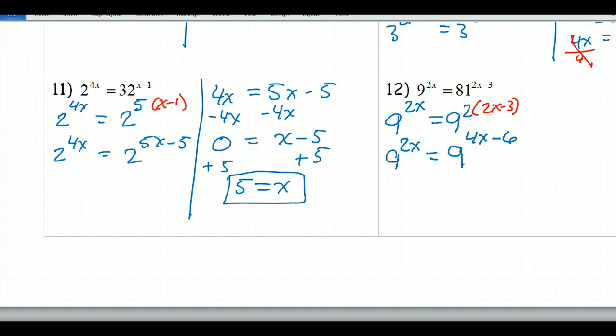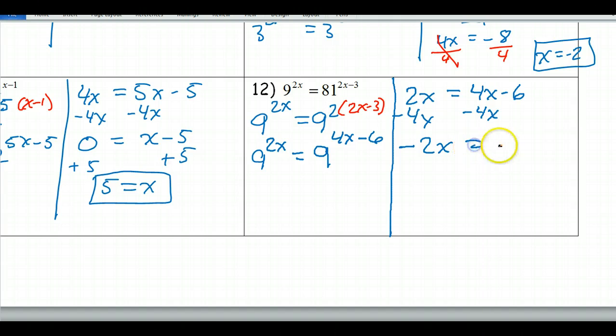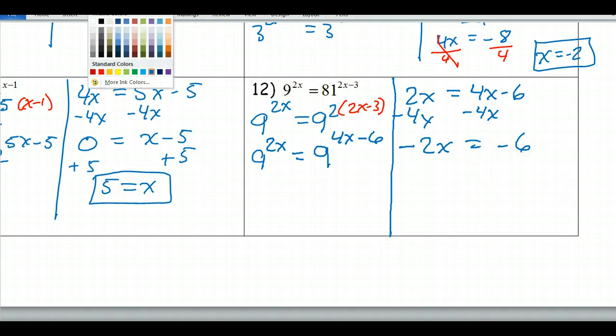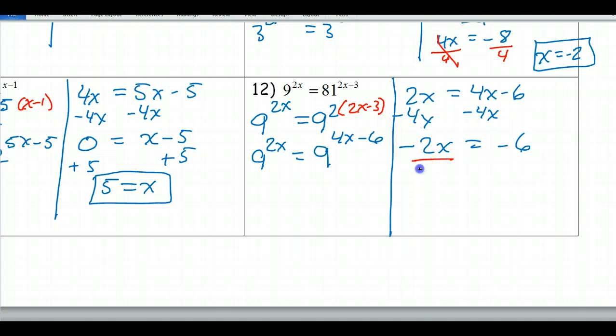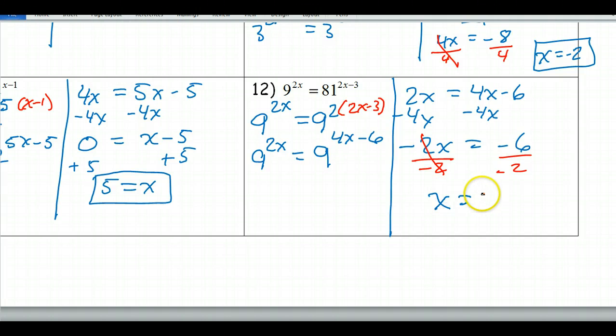Now that the bases are the same, I can set the exponents equal to each other. So 2x equals 4x minus 6. If I subtract 4x from both sides, that's going to give me negative 2x equals negative 6. Go ahead and divide both sides by negative 2. Alright, that's going to give me x equals 3. So that would be your answer for number 12.